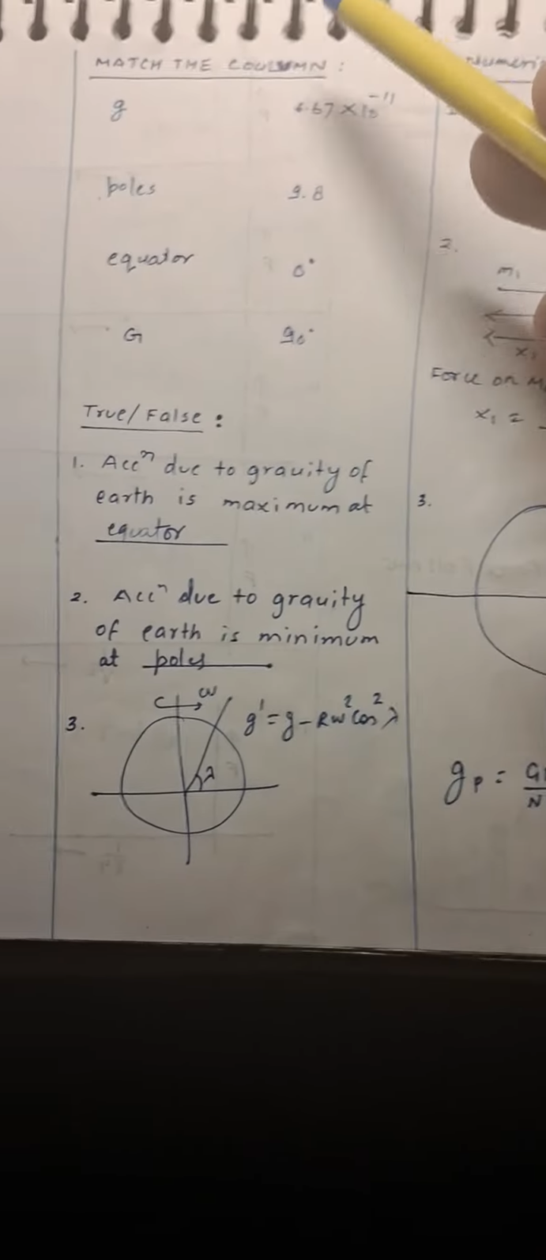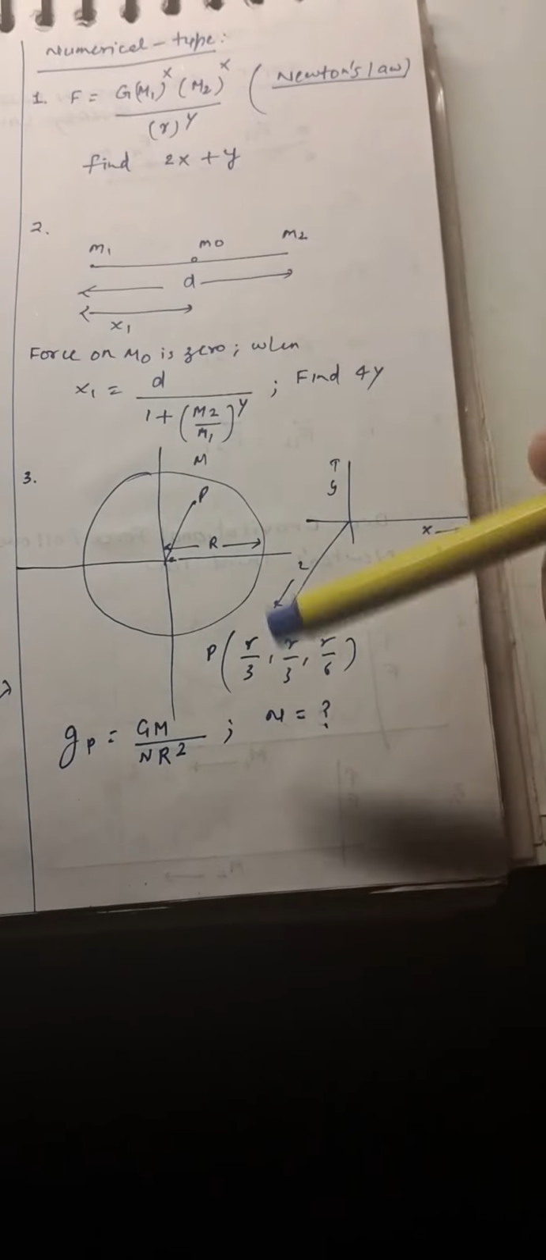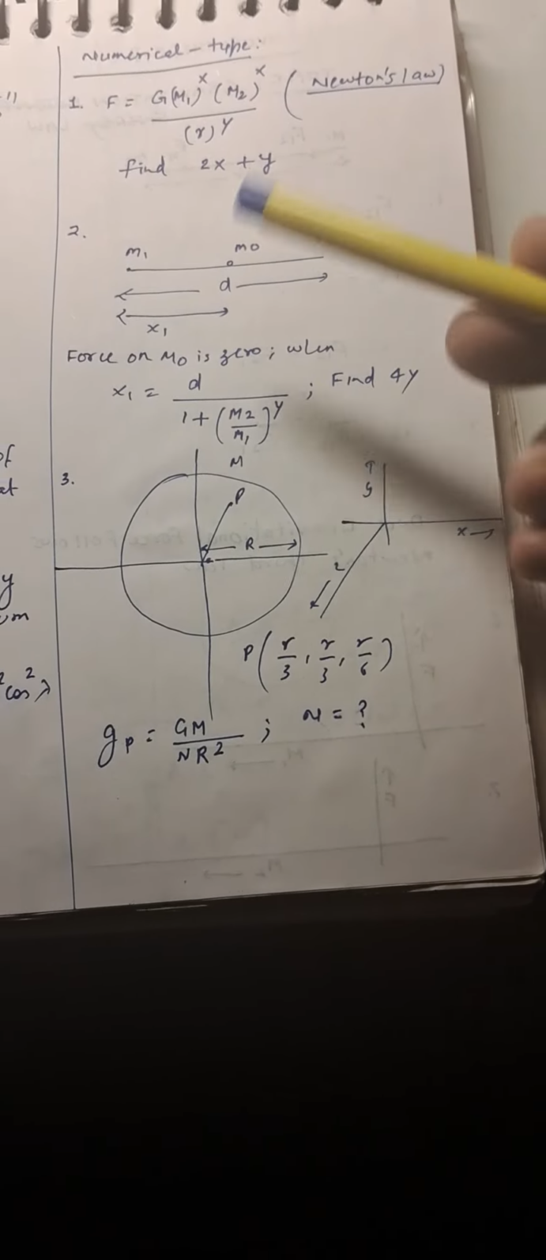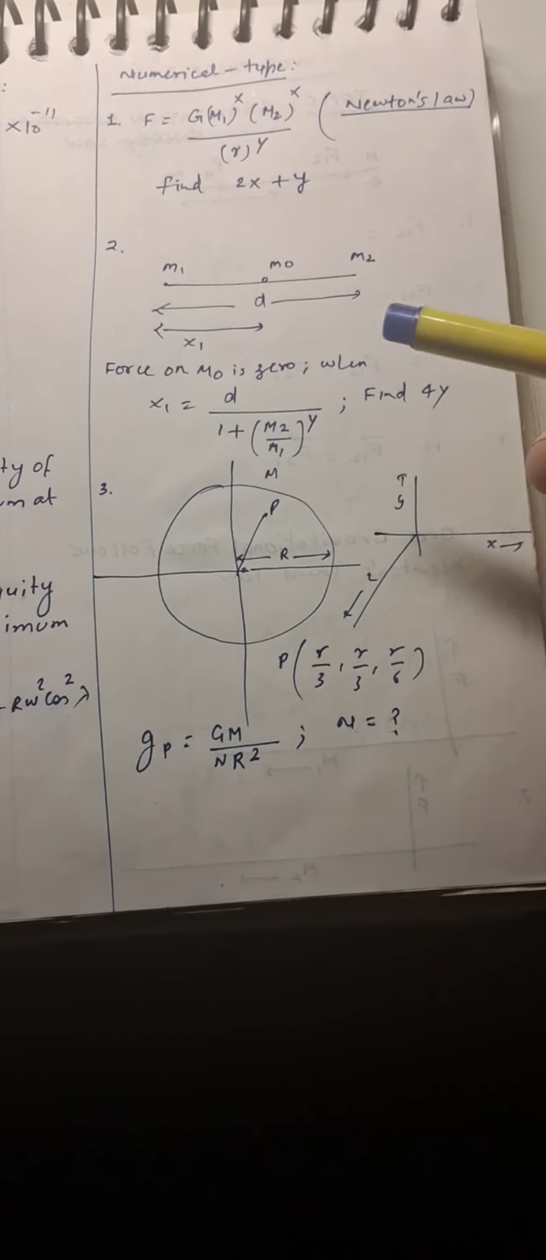So the first question is about the value of capital G, then small g, then the law of gravitation, then problems based on vectors, then match the column questions, then true/false statements, then we have numerical type questions. So these are the basic level questions based on gravitation itself. So you should try them out and find the answers.